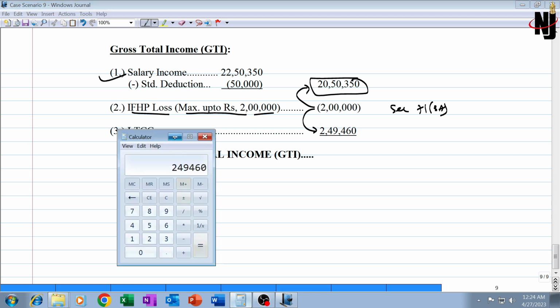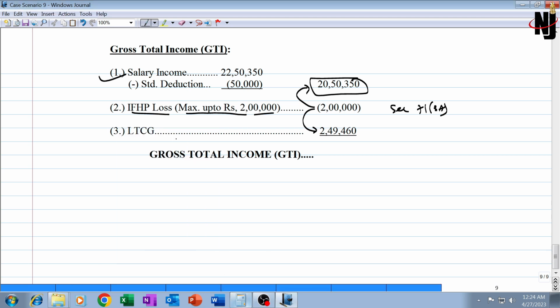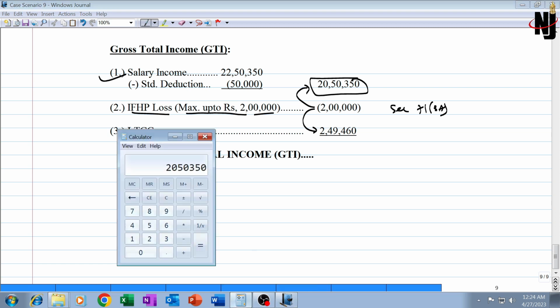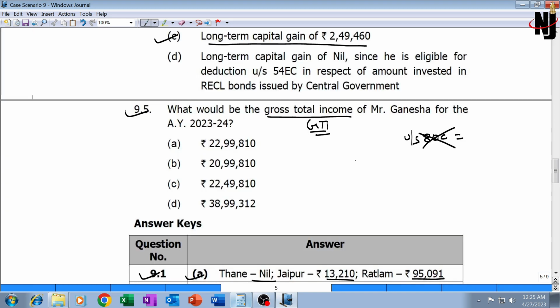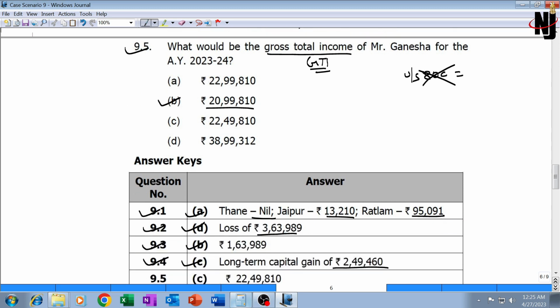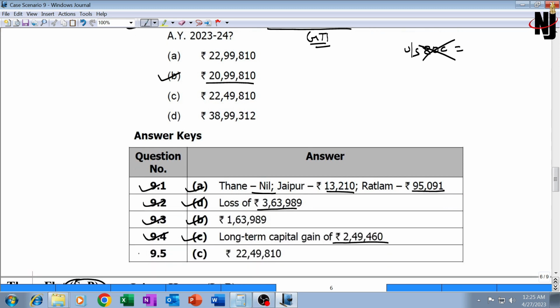How much will be the gross total income? 20,50,350 minus 2 lakhs IFHP loss set off plus 2,49,460 LTCG, 20,99,810. Let's check whether this is one of the answers or not. Yes, B is the answer. Let's check what's institute's answer. Institute's answer is 22,49,810. Let me check.